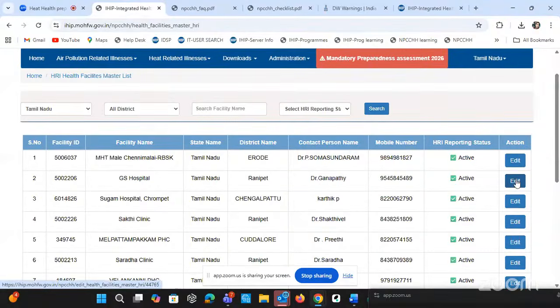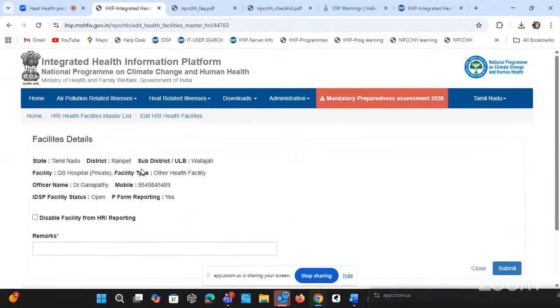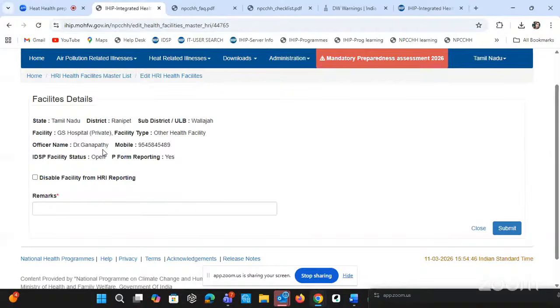If they click on edit here, and if they don't need this facility or don't want to report this facility, they can click on this checkbox, disable facilities from HRI reporting. So these facilities will not be able to report. So this is one functionality for the state user, to disable or enable facilities.